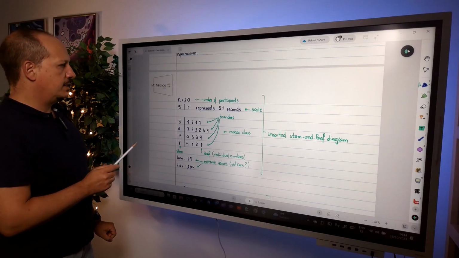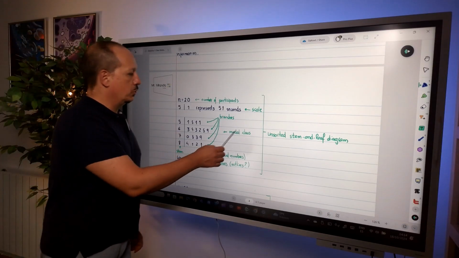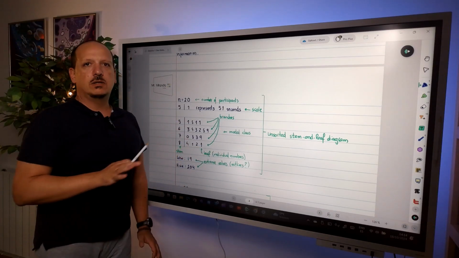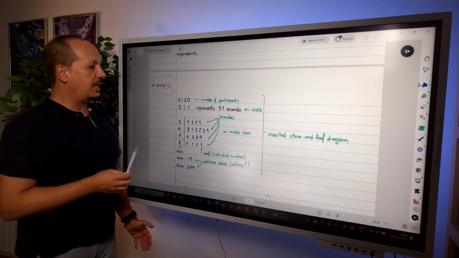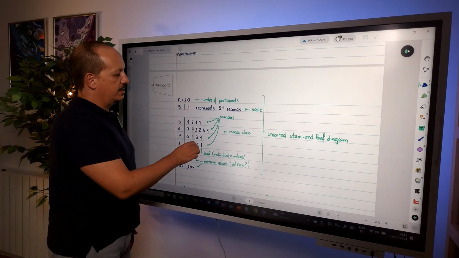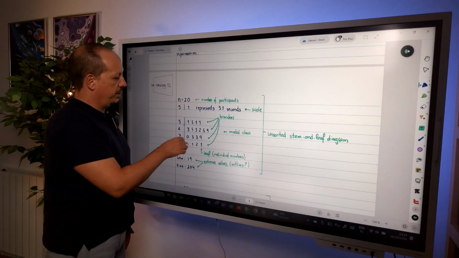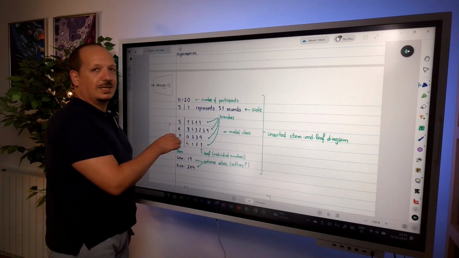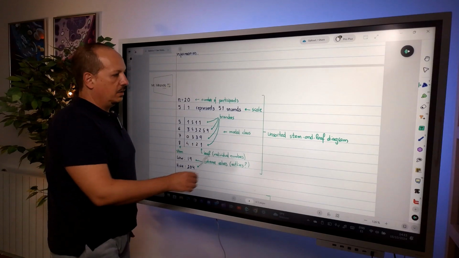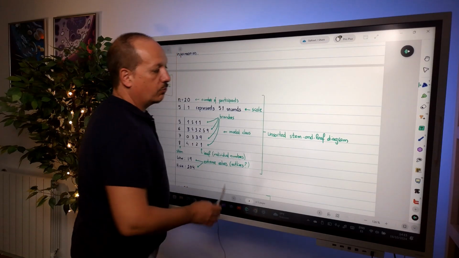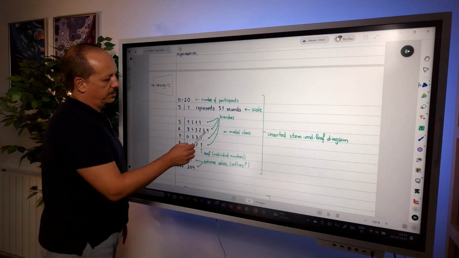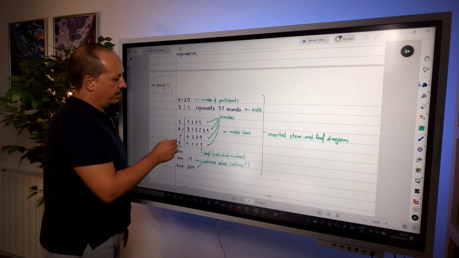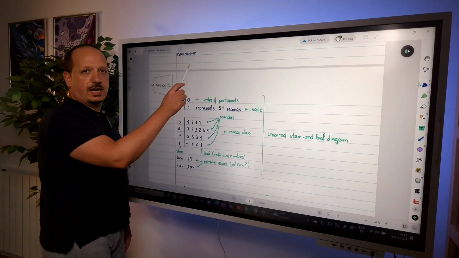What else is there to talk about with this? The modal class is particularly visible in a stem and leaf diagram. It is the branch that is longer. So over here, this would be the modal class. This is an unsorted stem and leaf diagram. You can do a sorted stem and leaf diagram. Why is it unsorted? The numbers are completely disorganized. So I just put them here in the same order that I had before.